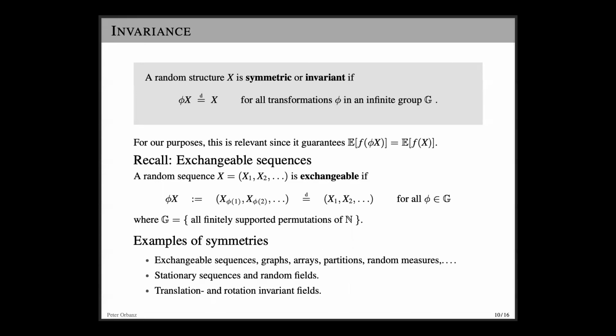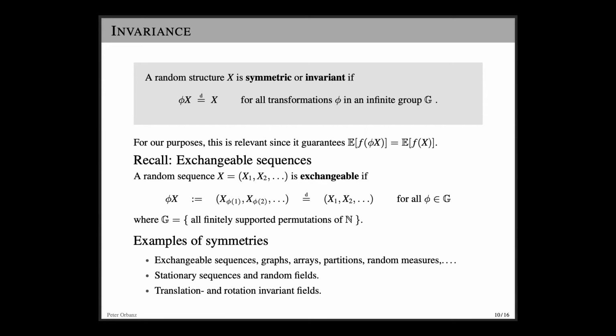But other examples of symmetries are all forms of exchangeability, which is always the name applied whenever something's permutation invariant, right? So that could be sequences, graphs, more generally arrays, which are basically matrices and generalized matrices, right? Partitions, random measures, and so on and so forth. Then stationary sequences and random fields. So that is shift invariance under some group of shifts, right? Stationarity. Then there are translation and rotation invariant random fields, and that's just a start.